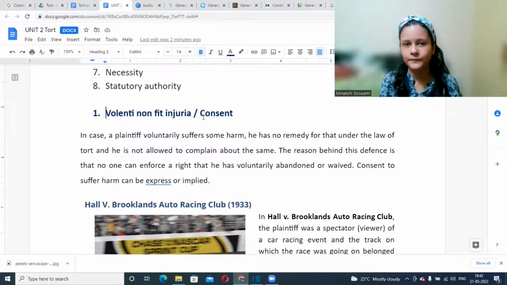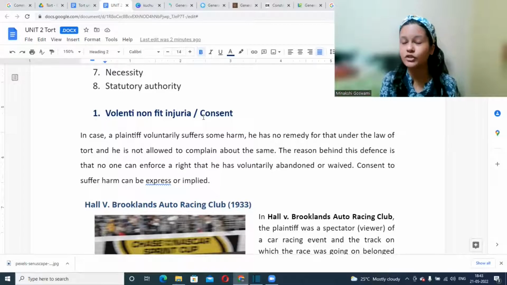Take for example, before any certain operation, the doctor would ask the patient or the attendant to sign on a consent form. Have you seen that? Yes. And why do they do that? Because they want to take consent, because there are some risks involved in it, right?